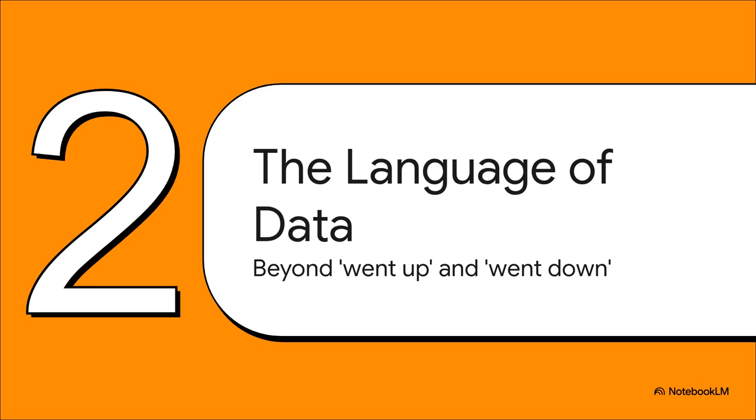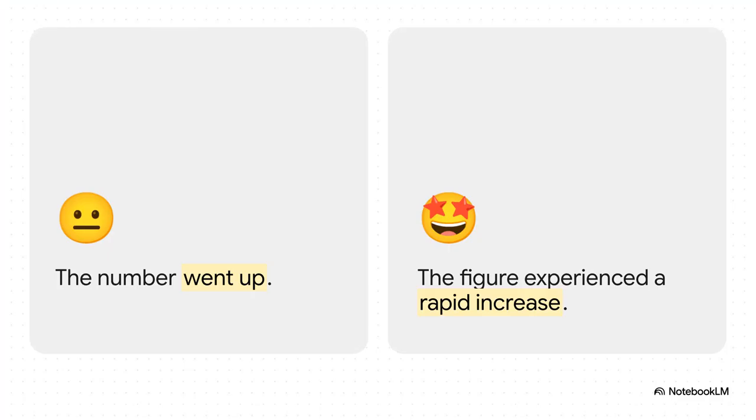All right, so now that we've got our structure sorted, let's upgrade our toolkit. To really get those top marks, you need to speak the language of data. I mean, saying something went up is fine, but it's not going to wow an examiner. We need to be more precise, show some variety, and use more academic language. And this slide just shows you how big of a difference that makes. The impact is huge, right? The figure experienced a rapid increase doesn't just say it went up, it tells us how it went up. This is exactly how you show off a high-level vocabulary, or what the examiners call lexical resource.